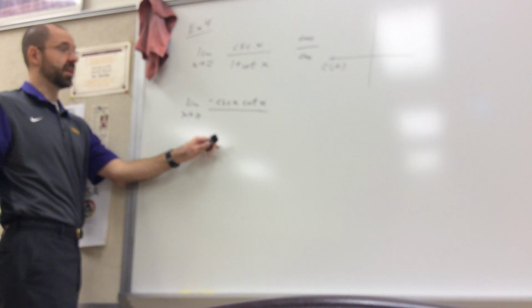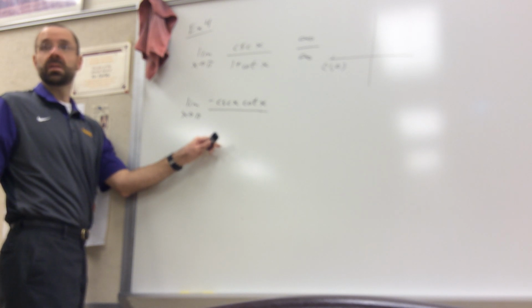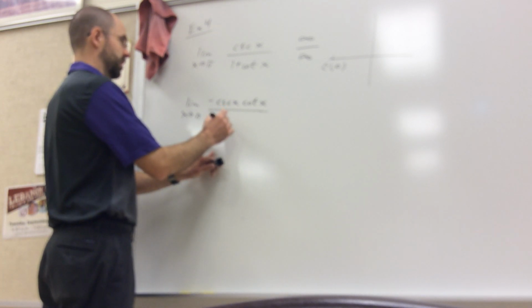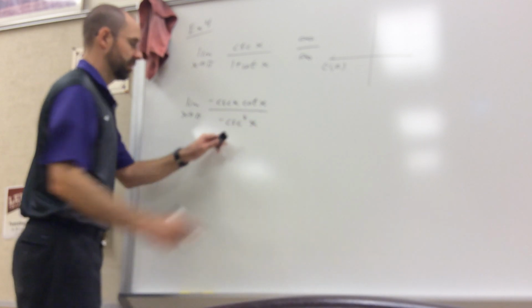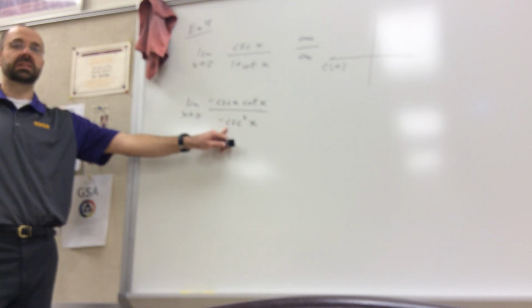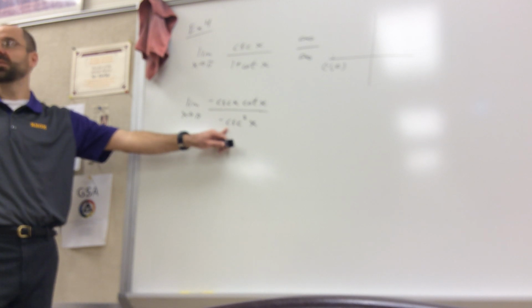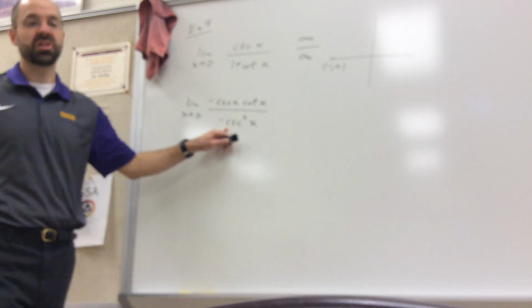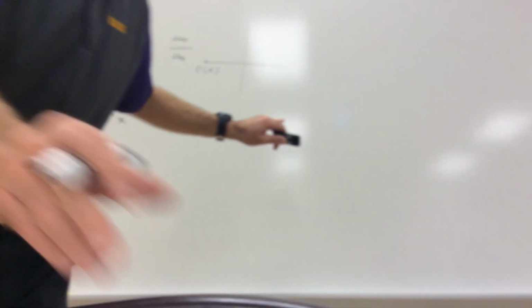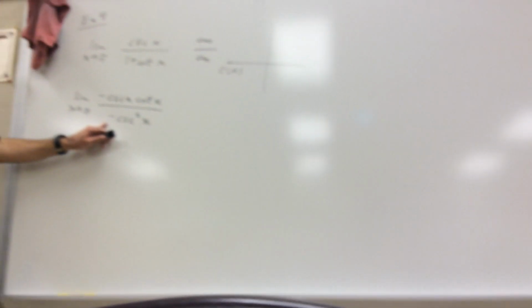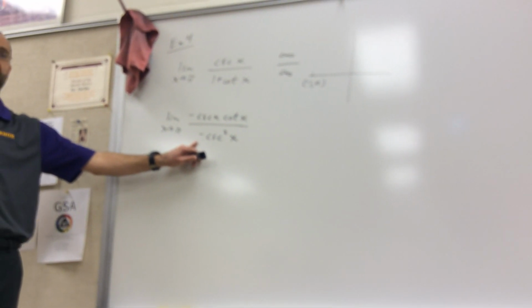And the derivative of 1 is 0. The derivative of cotangent is negative cosecant squared, I think. Am I remembering that right? Check my notes, I guess. Oh yeah, I'm good. I was 99% sure, but you know, 7:50 in the morning.